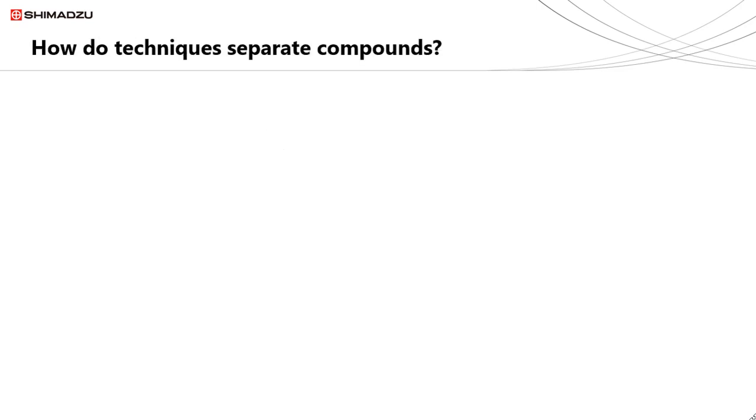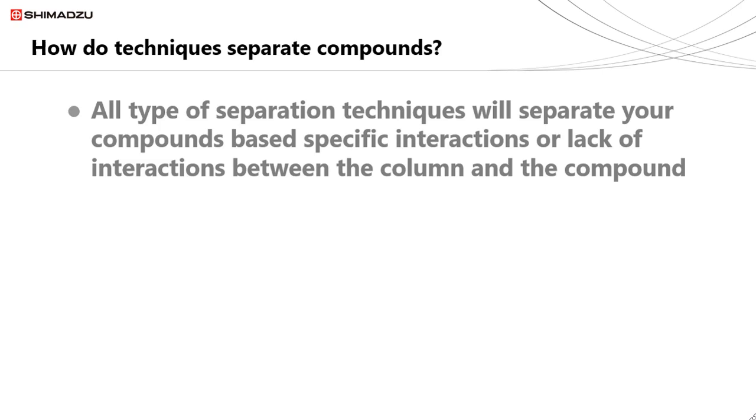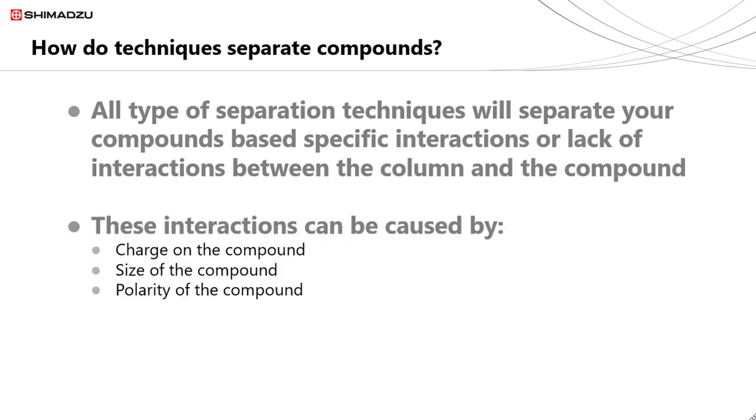As we mentioned in our first webinar of the series, all separation types require some form of interaction, or indeed lack of interaction, with the column stationary phase for the compounds in our mixtures to separate. Most types of liquid chromatography take advantage of interactions such as the charge on the compound, size or hydrodynamic volume, or the polarity of the compounds.